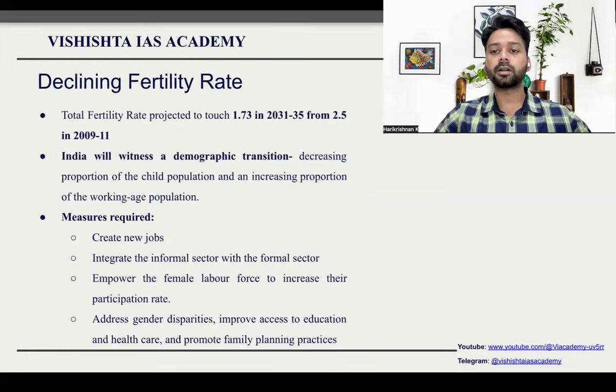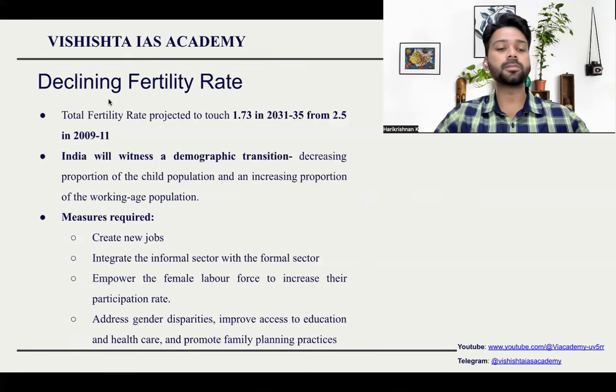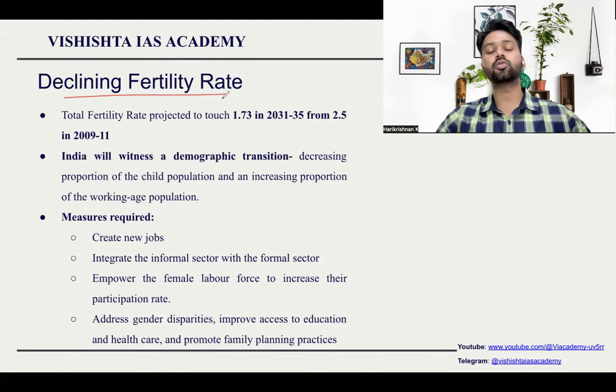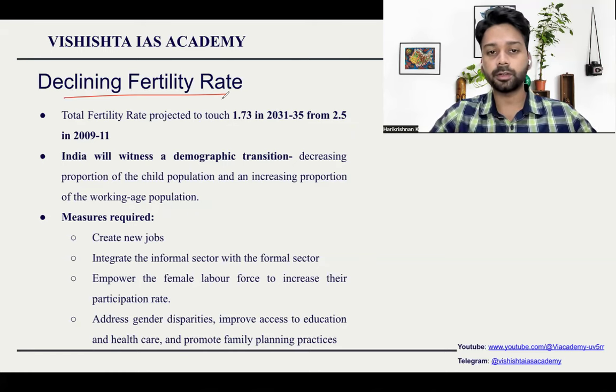Declining fertility rate. In recent times, population is a very important topic under GS1 that should be noted. So whenever we get any news related to population, we need to study it in a proper way. India's fertility rate was very high earlier. What exactly is fertility rate? It is the number of children born to a woman in her lifetime. That is called the fertility rate.